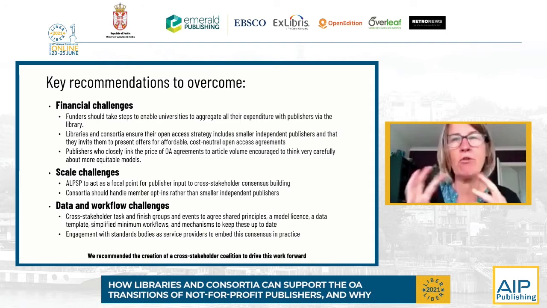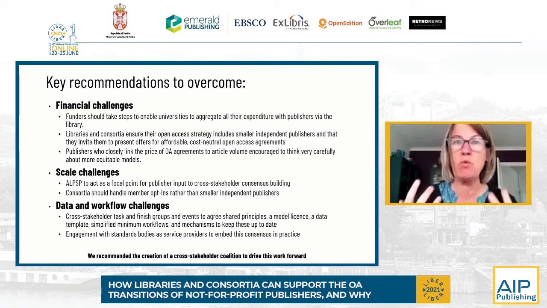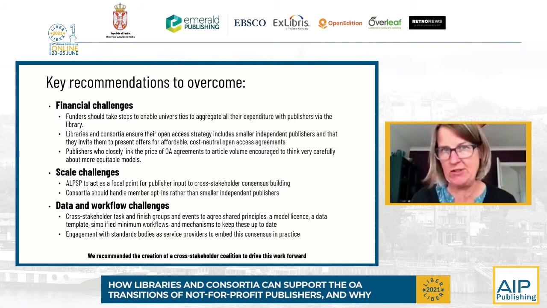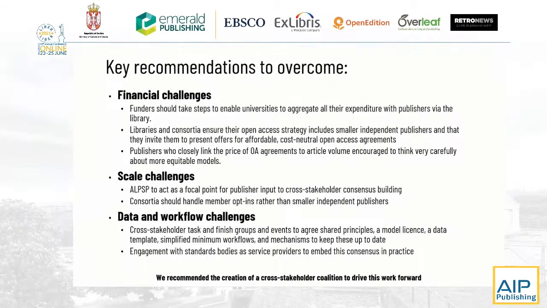Now, the report made some key recommendations because we discovered while doing the research that there are three categories of real challenges that smaller independent publishers face when they're trying to enter into open access agreements with libraries and consortia. The first category of challenges is around financial issues. Here I mean that smaller independent publishers can be the last or lower priority partners for library collection development staff members or for consortia. So raising awareness that they are bringing forward very innovative and positive open access agreements is important to help them rise up the priority list.